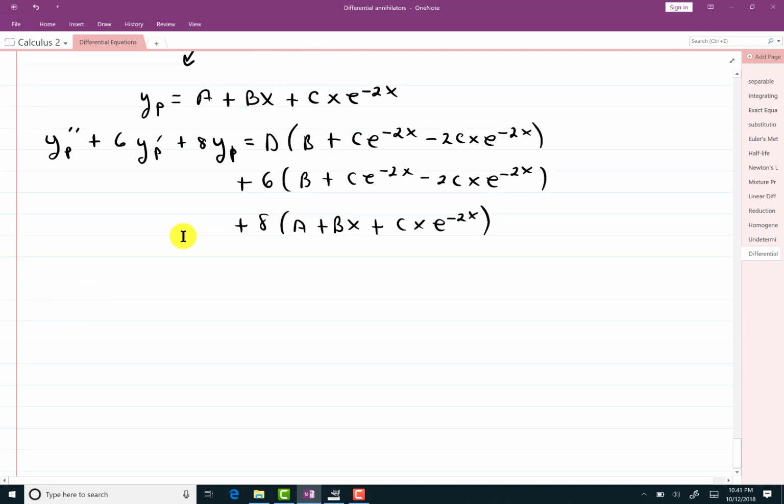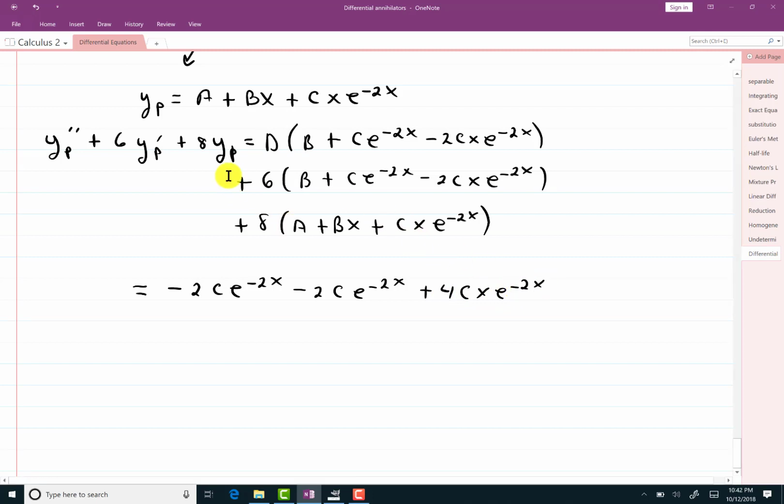And before I collect any terms, let me take this second derivative here on the first piece. I'll move my equals over to give myself more room. So I'll be left with, the b will of course go away. I'll take this derivative here. I'll get -2c e to the -2x. And then this derivative here will require a product rule. So I'll get -2c e to the -2x. But then when I take the derivative of the e to the -2x part, I'll get plus 4cx e to the -2x.